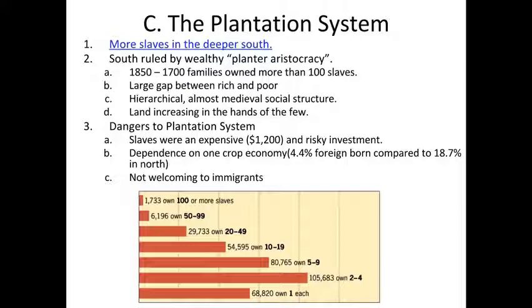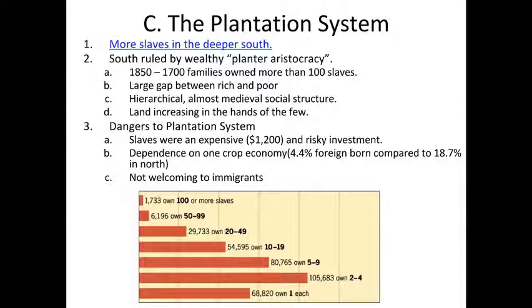So you had these very, very wealthy planter aristocracy, and then you had poor farmers who maybe had up to 5 slaves or not. Some didn't have slaves at all. And then a lot of the population was made up of slaves. So like we said, in South Carolina, most of the population was made up of slaves, and at least 50% in Virginia was made up of slaves. So by 1850, 1,700 families owned more than 100 slaves. And I said some families had even more than 200. So there was a large gap between the rich and the poor.